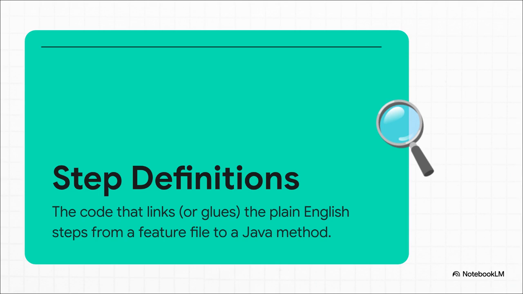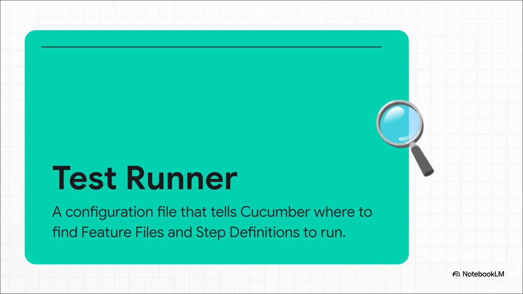Next up, we have the engine, the step definitions. This is where the real connection happens. You see, every single line of English in that blueprint gets linked, or as we say, glued, to a piece of code that actually performs the action. It's the translator that turns your human-readable plan into commands the computer can actually execute. And finally, we've got the test runner, our ignition switch. This is a special little file, and it has one simple but super important job: to tell Cucumber where to find the blueprints, the feature files, and where to find the engine, the step definitions. Once it knows those two locations, it can fire up the whole process.